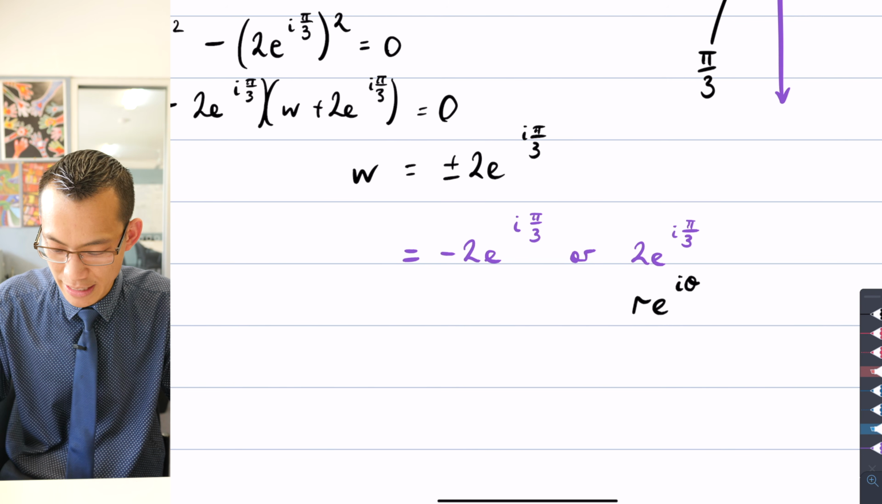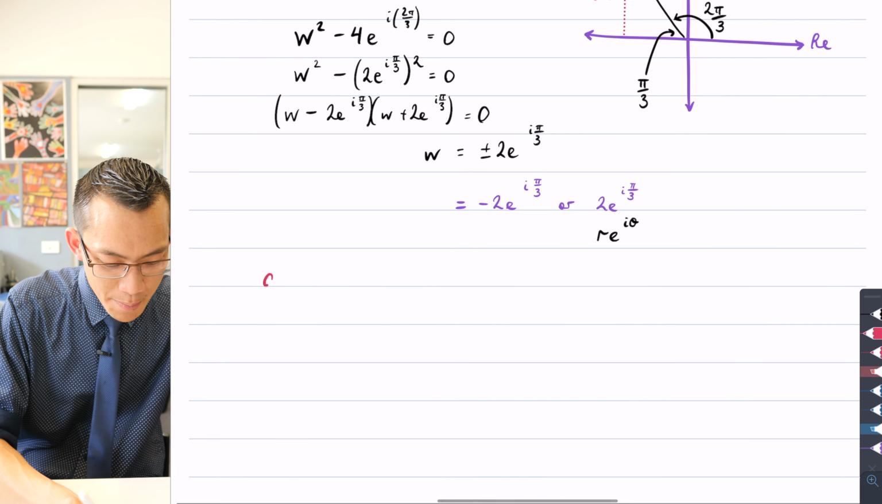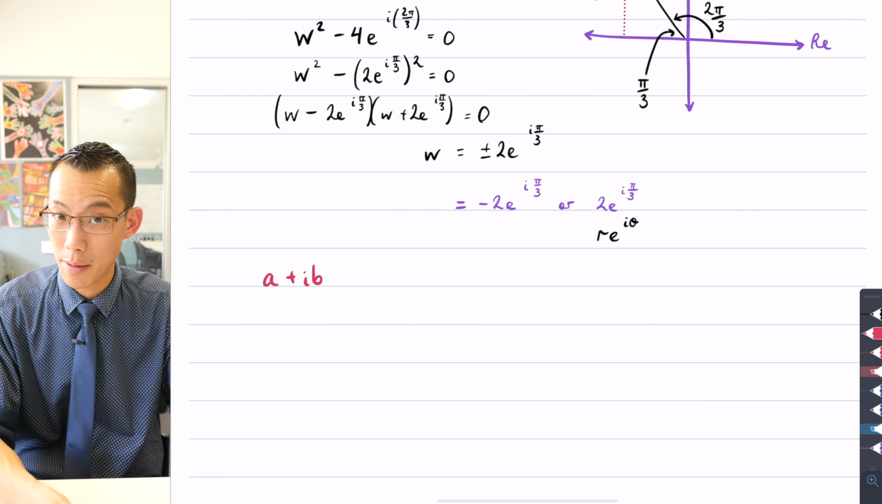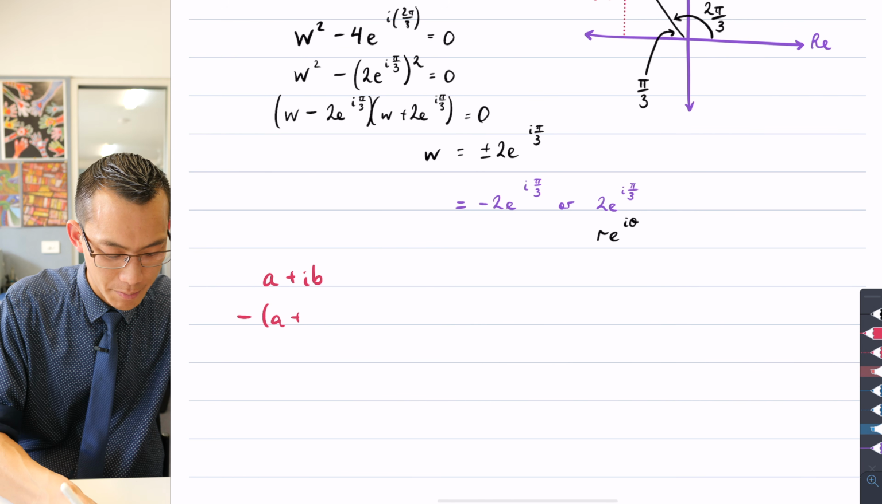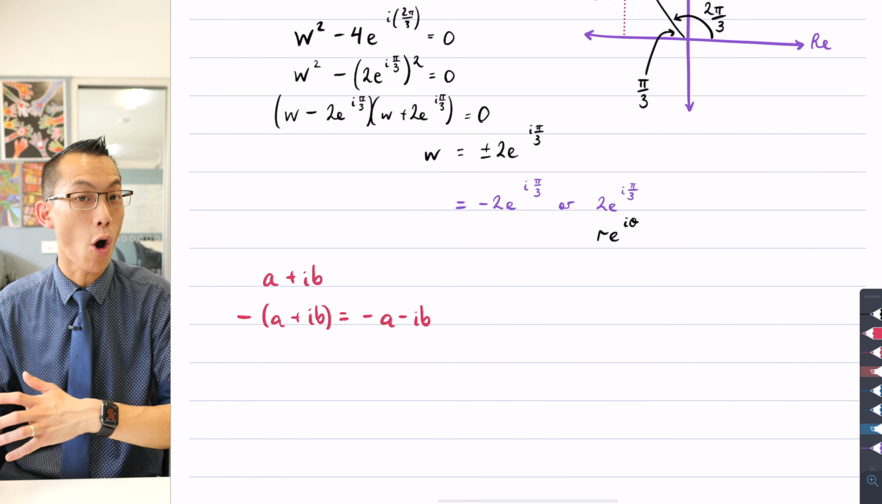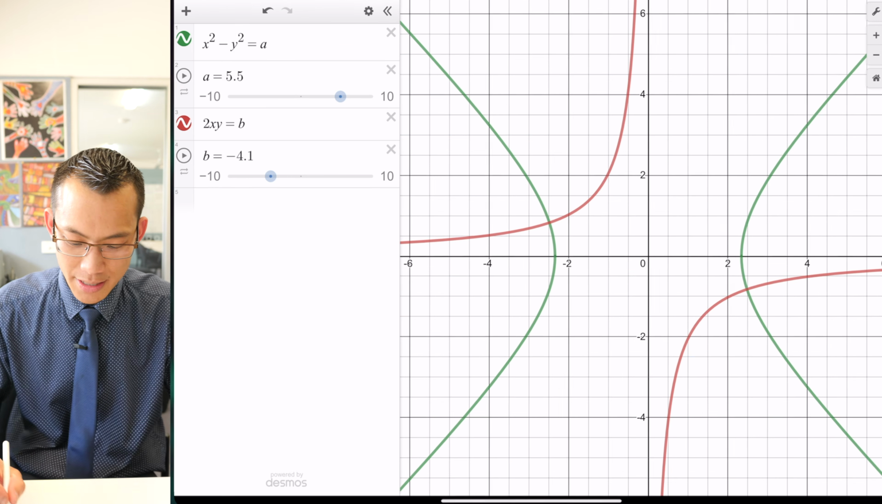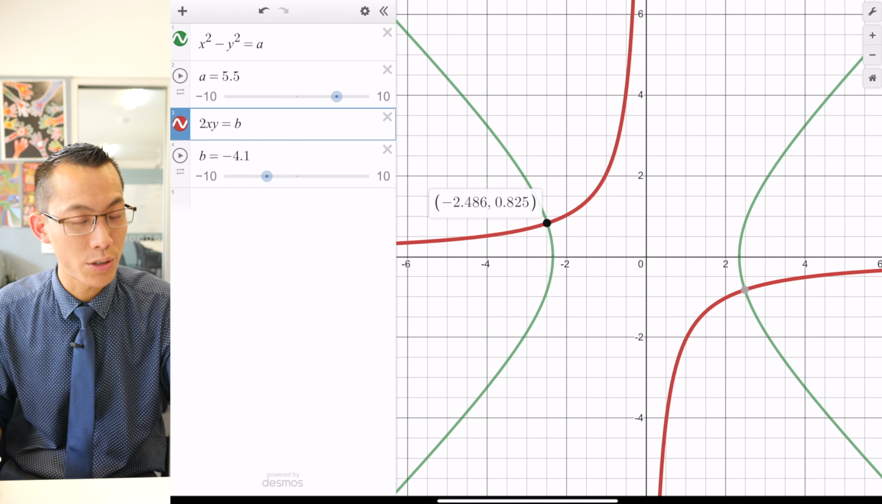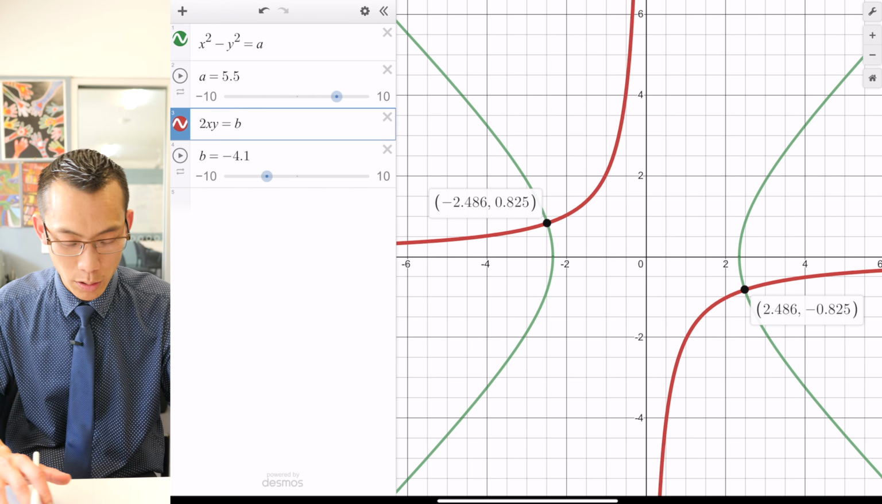If we think about this in rectangular form, you can see how this is all interconnected. If you think about some random complex number and what happens when you slap a minus sign on the front, what's that equal to? It's minus a minus ib. So it's in the opposite quadrant, right? This is what we're looking at on the graph here. You can see here's one solution. This one happens to be in the second quadrant, and here is its opposite in the fourth quadrant, right?